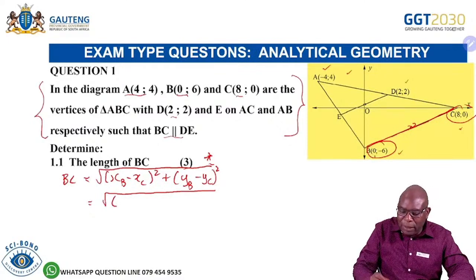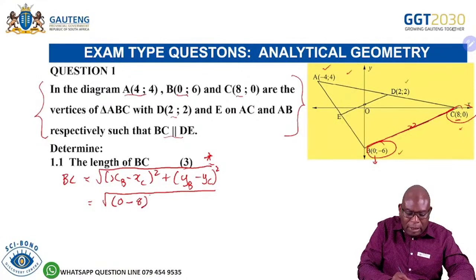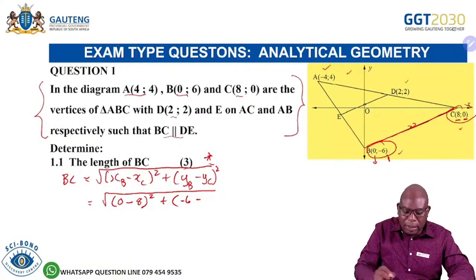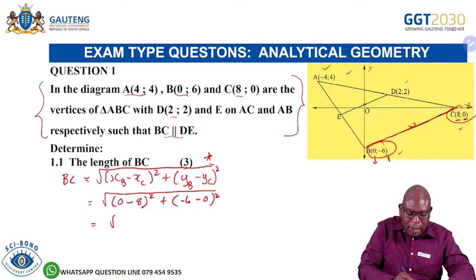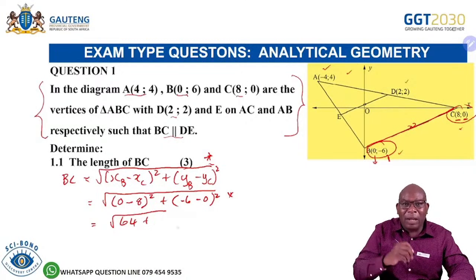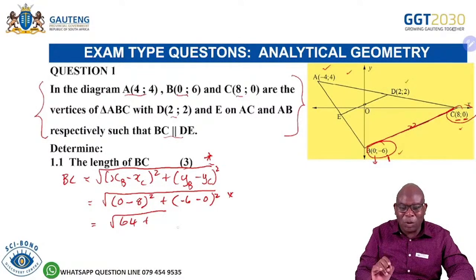X at B, it's 0. X at C, it's minus 8. It's 8 with a minus there. Y at B, it's minus 6. Y at C, it's going to be 0 squared. Then I'll have a 64. From here, I can go directly to my answer because I'll have my calculator with me. So I just put it as it is in my calculator.